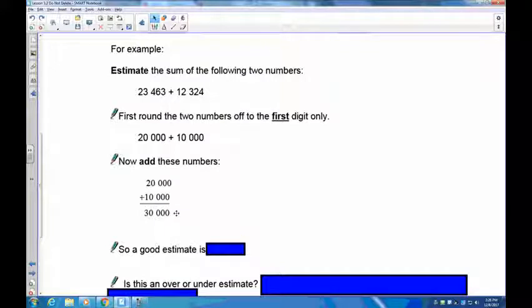So I know that my answer should be around 30,000. Now that one works really well. That's not a bad example. However, if this was 19,000 and I rounded it off to the first digit, that would become 10,000. So that would be a significant difference from where the true value is and my rounded off number. And this is where you get some problems with front-end estimating. If you're not careful, you can be very inaccurate.